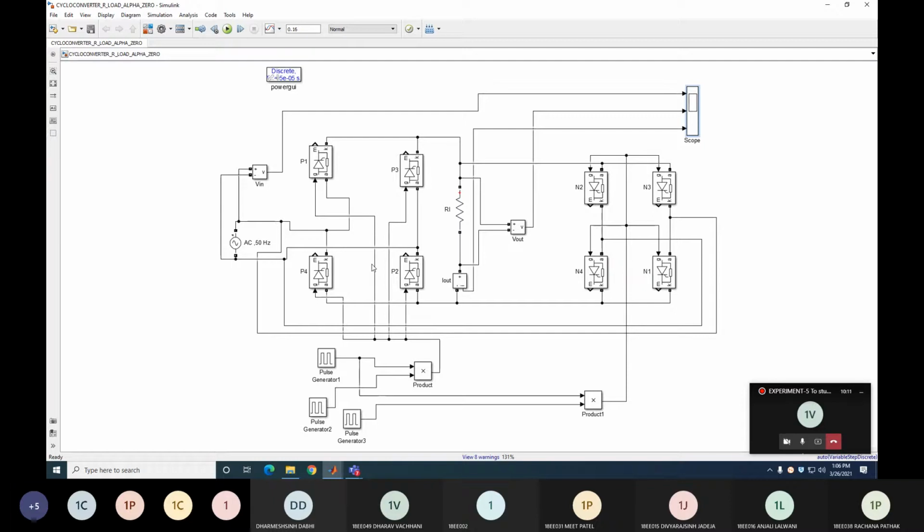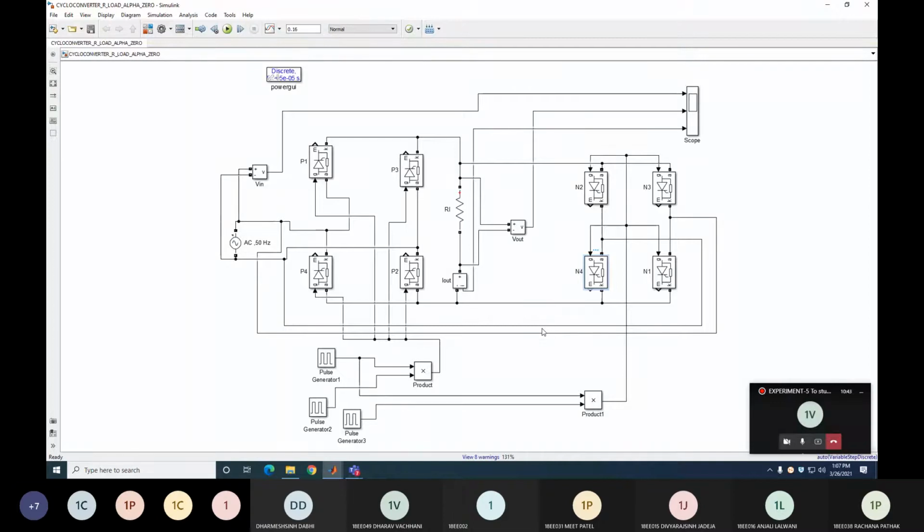In the theory, we have learned two types of configuration. One is the midpoint type of configuration, in which we have four thyristors, two for the positive loop and two for the negative loop. Whereas in this bridge type of cycloconverter, we have four positive thyristors P1, P2, P3, P4 and four negative thyristors N1, N2, N3, N4. So here in this simulation, we only understand the operation of the full bridge type of cycloconverter.